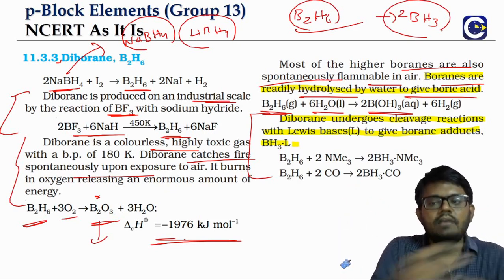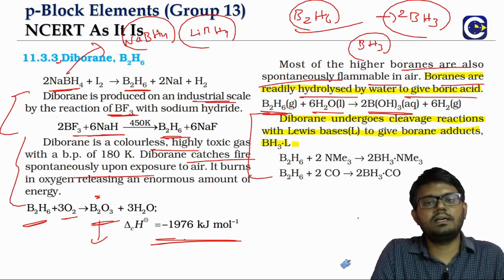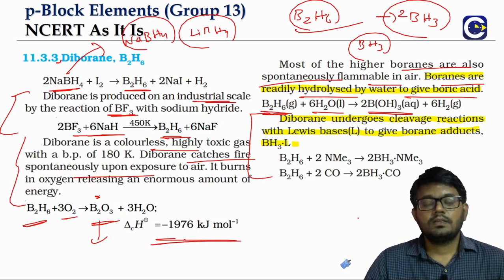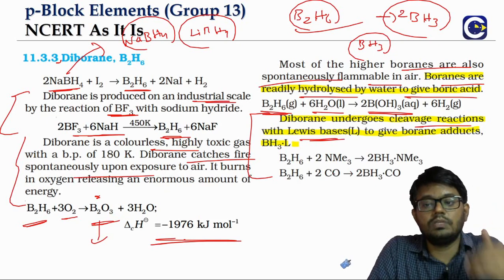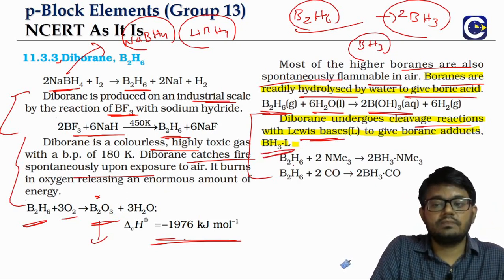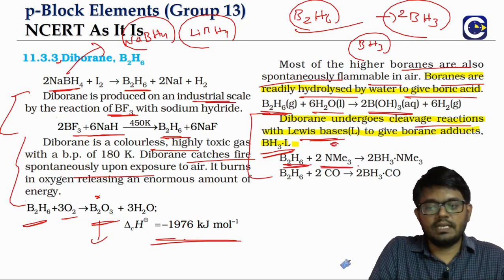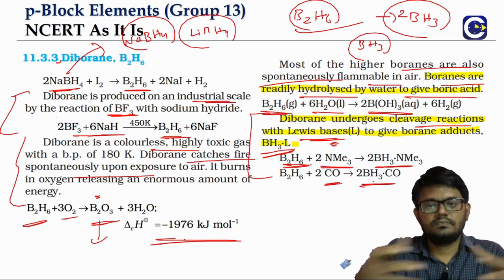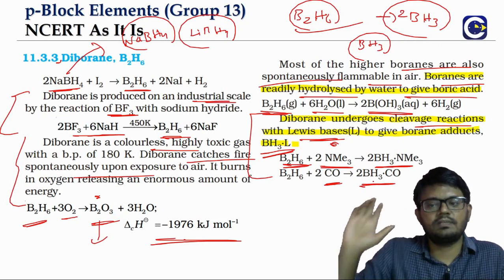When this undergoes cleavage, we actually get BH3. Remember, in the previous discussion we said why BH3 is a strong Lewis acid. The cleavage will happen when there is a Lewis base ready to give the electron pair to the BH3. Like B2H6, when reacting with a strong Lewis base like a tertiary amine, or even carbon monoxide, there will be an adduct. So the Lewis base is donating the electron pair to the Lewis acid, which is the BH3.